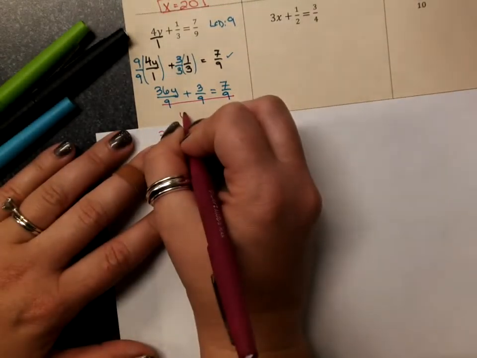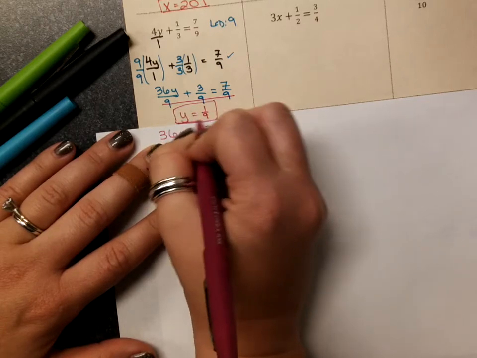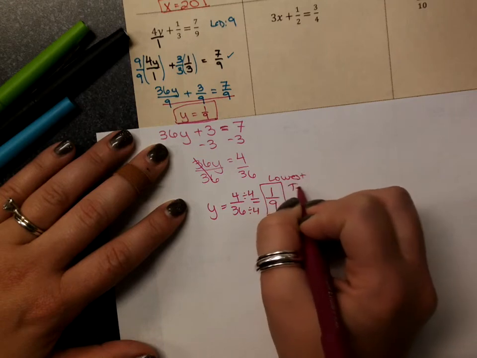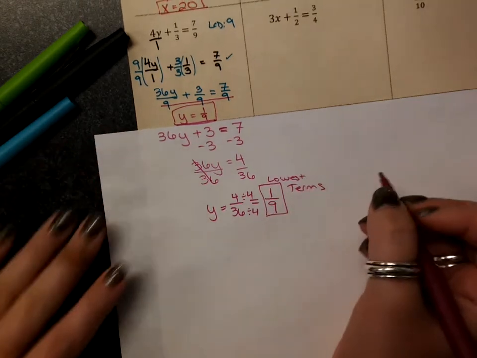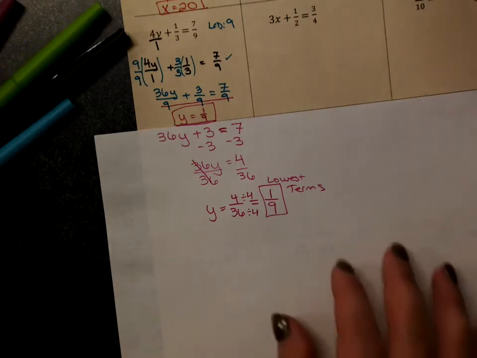So the answer is y equals 1 over 9. You always want to write your answers in lowest terms every time. So that's as complicated as the problem gets when you have 3 terms. You have to get an LCD between all 3 terms and then solve from there.